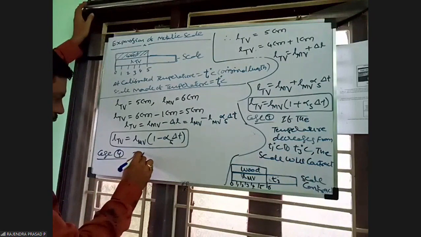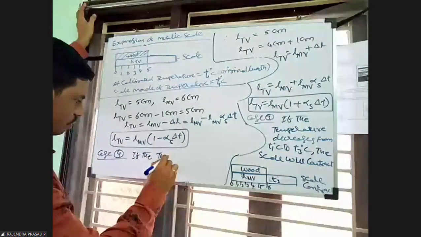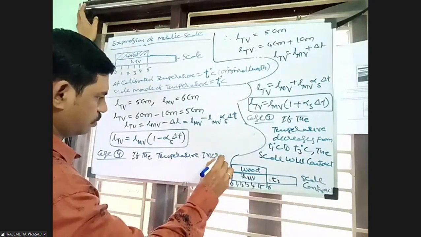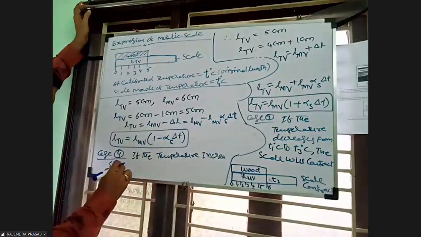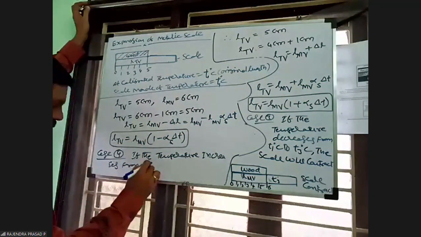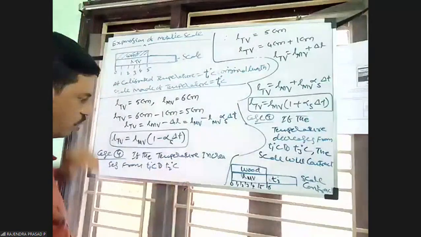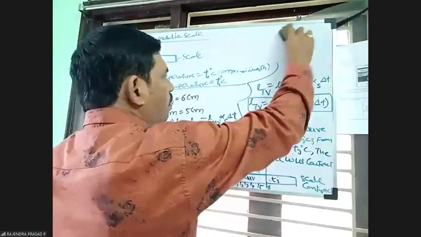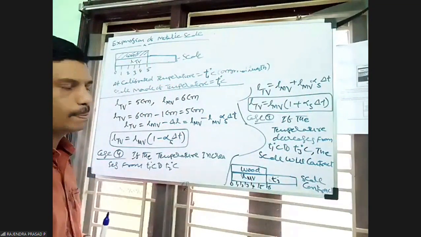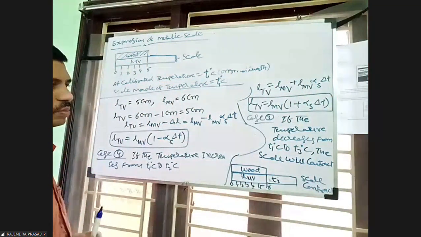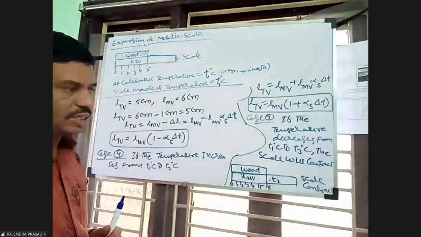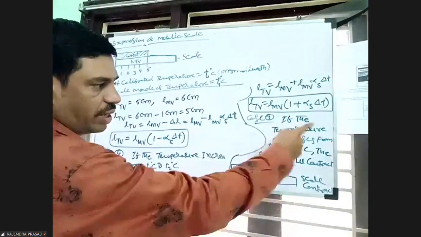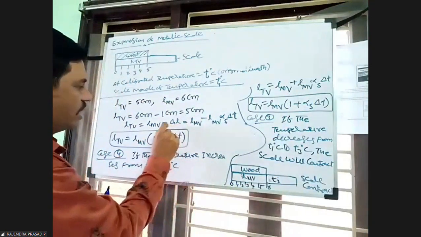Right. If the temperature increases from T1 degree C to T2 degree C. The temperature increases from T1 degree C to T2 degree C. Okay. First one, error; second one, temperature increases, error is added. So if the temperature decreases, error is subtracted.